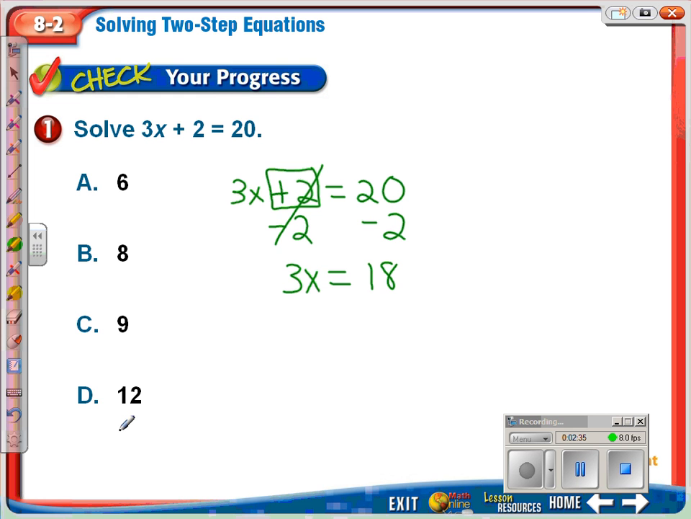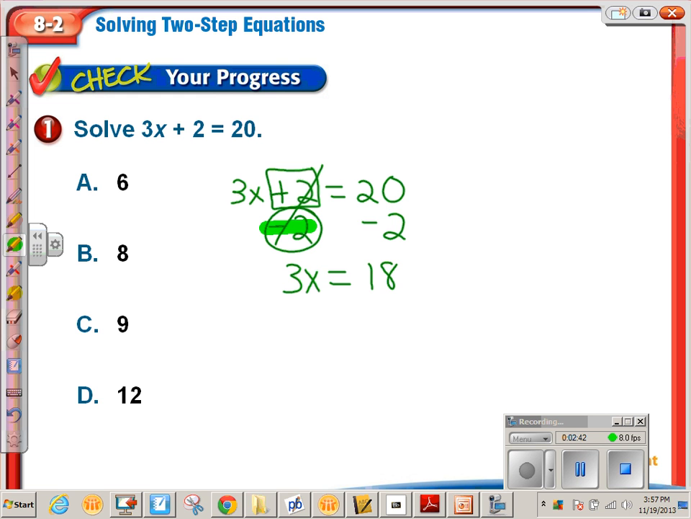Everything that I have written on my paper in terms of showing the work, you should too. So you should have negative 2. I'll just highlight it for you. You should have negative 2 on the left. You should have negative 2 on the right. And your equal signs should be lined up.